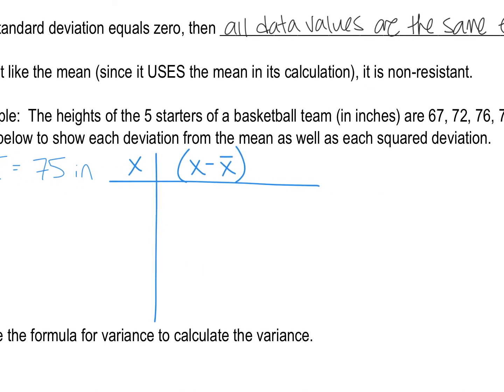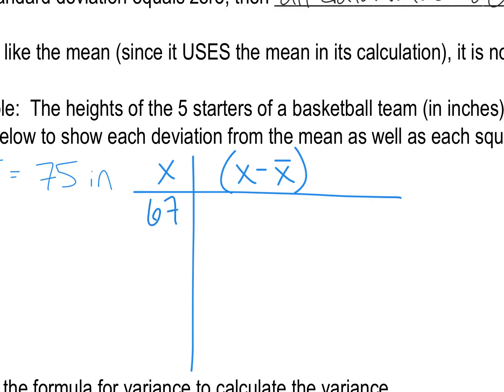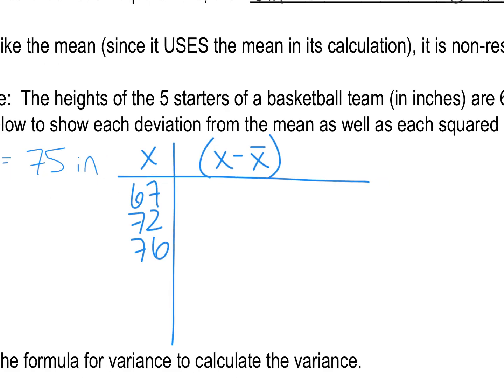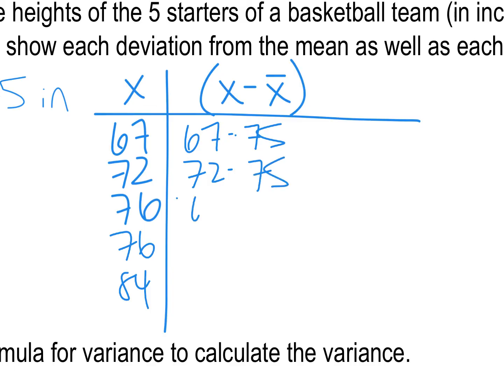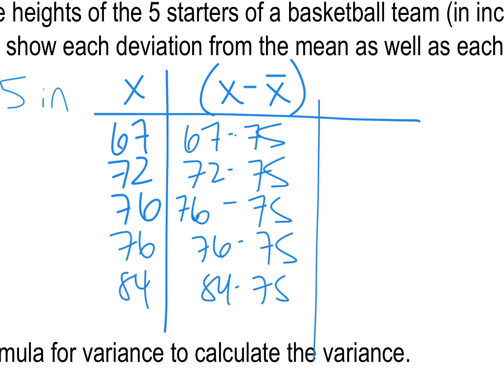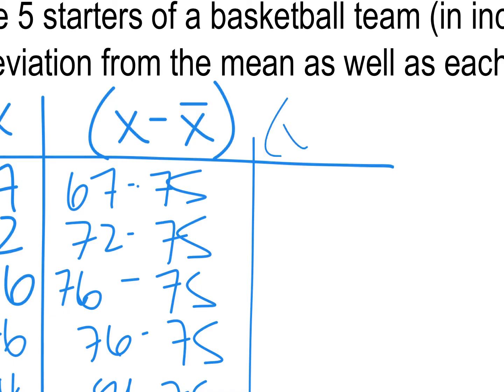All 5 of my X values: 67, 72, 76, there's 2 76s, I believe, yep, and 84. So these are all my X values. The next column is all the X values minus the mean, which was 75. 72 minus 75, 76 minus 75. This is how you do your table. The next thing I have to do, and you can look at the top of your notes where we have the standard deviation formula, is square all of those values.